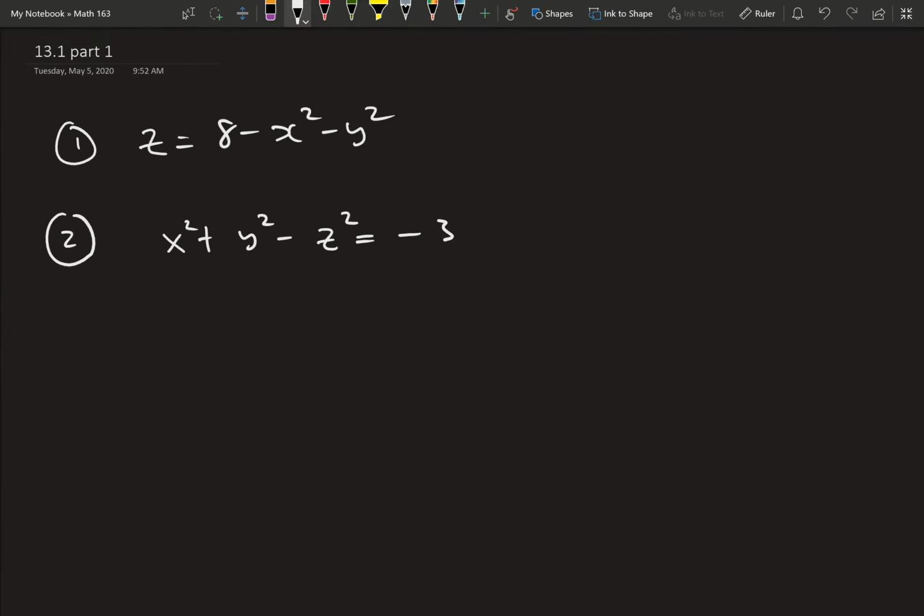Okay, we're going to start chapter 13. Before we do that, we're just going to quickly finish up a couple of the exercises we left from 12.6.